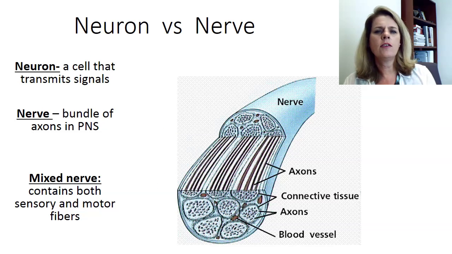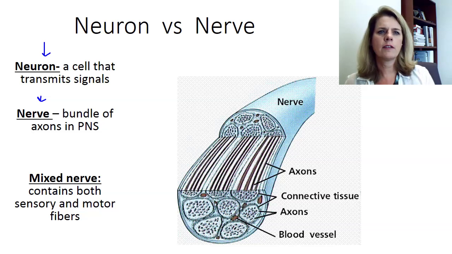Now, we can't use the word neuron and nerve interchangeably. It's an easy thing to do, and sometimes I do it, but they're really not the same thing. The neuron is the actual cell, and the nerve is a bundle of these neurons. So just like a muscle fiber is the cell of a muscle, and you put a lot of muscle fibers together to get a muscle, same thing. So neurons put together make up nerves.